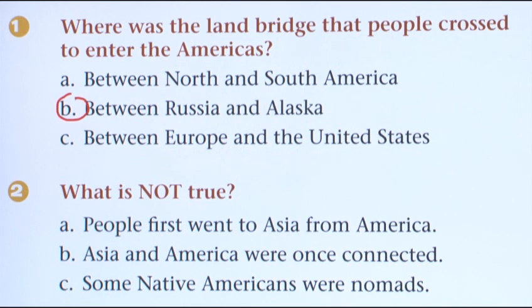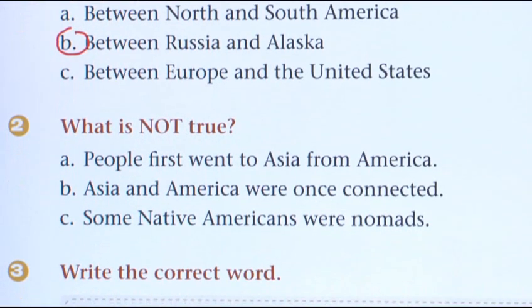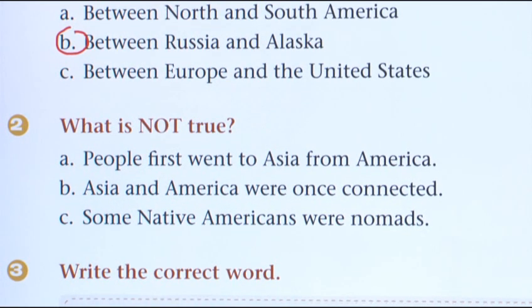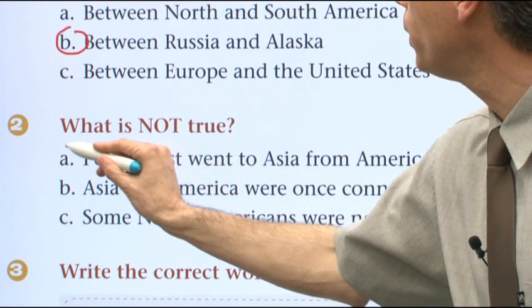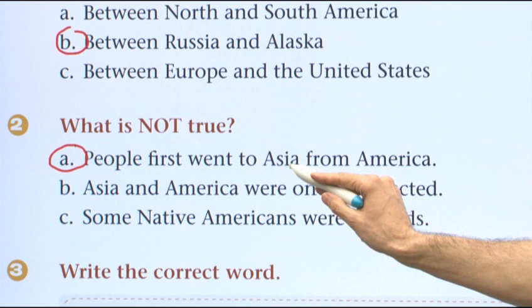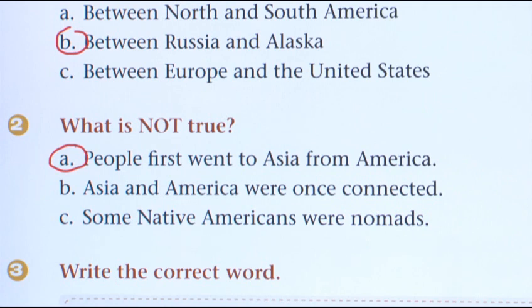Number 2. What is not true? A. People first went to Asia from America. B. Asia and America were once connected. C. Some Native Americans were nomads. Which one is not true in the story? All right, and you are very, very right because it is A. Good. A is not true. People first went to Asia? No. They went to America from Asia. There, that's the true story.